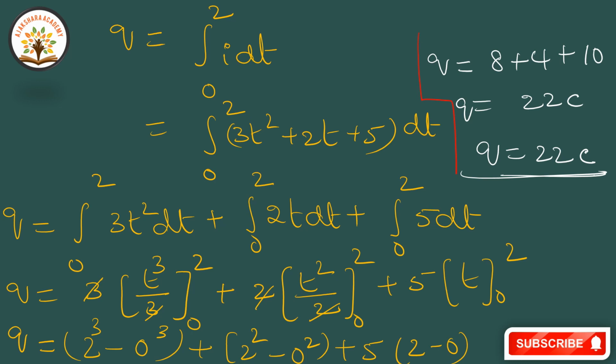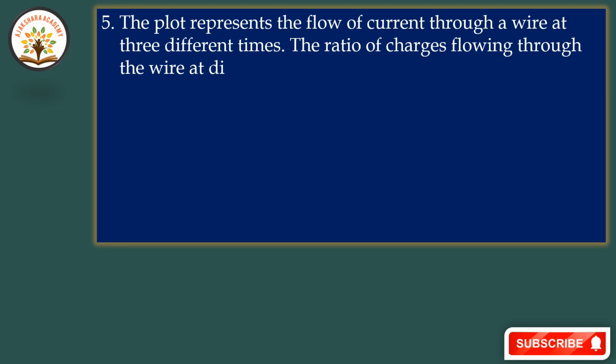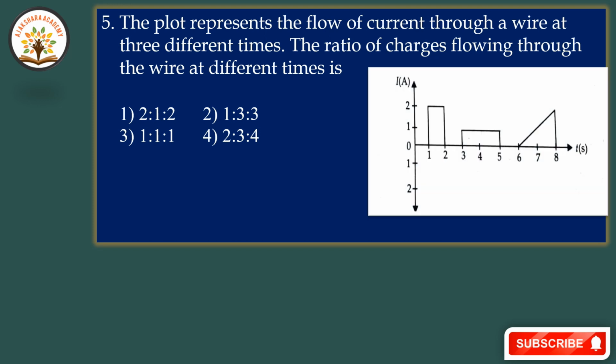Okay. Next we'll go to the next question. The plot represents the flow of current through a wire at three different times. The ratio of charges flowing through the wire at different times is, here observe this graph. So we have to calculate the ratio of the charges flowing through these wires at different times. Now let us go to the solution.